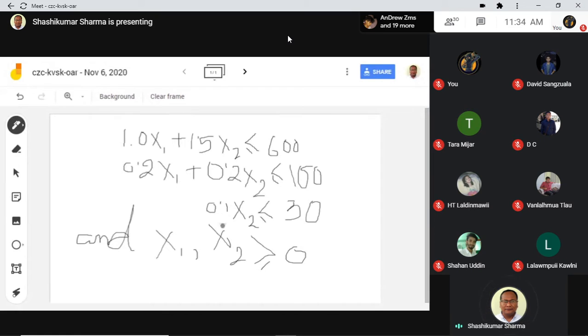Okay, so let us take up the first equation. The first equation is 1.x1 plus 1.5x2 is less than or equal to 600, right? Now, if we have to make it into a graph, first we have to convert this into a table. Okay, so now how do we do this?